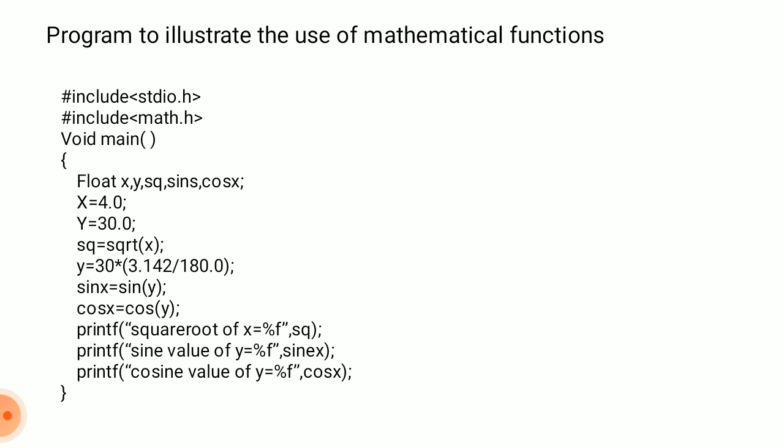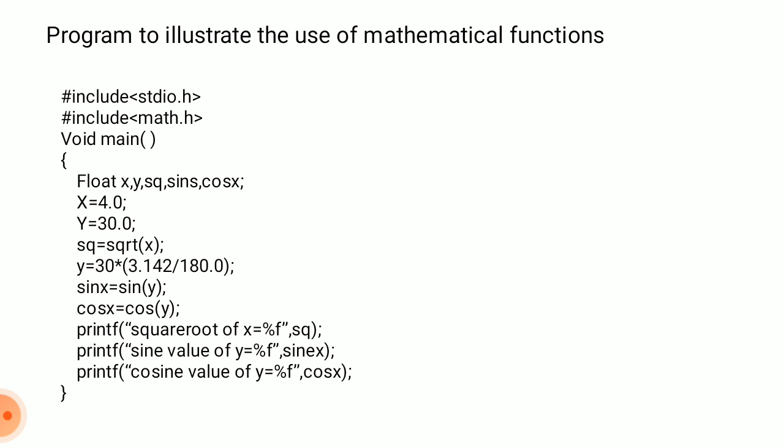Then y is equal to 30 into 3.142 divided by 180.0. The y value we have already initialized, that is 30. 30 means 30 degrees, so you have to convert it into radians. So y is equal to 30 into 3.142, that is the pi value, divided by 180.0. And whatever value you get is substituted in y.